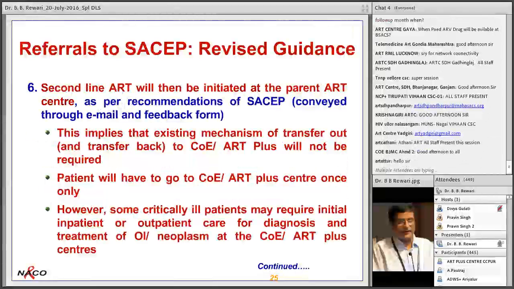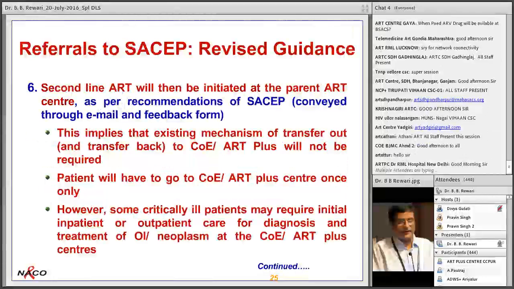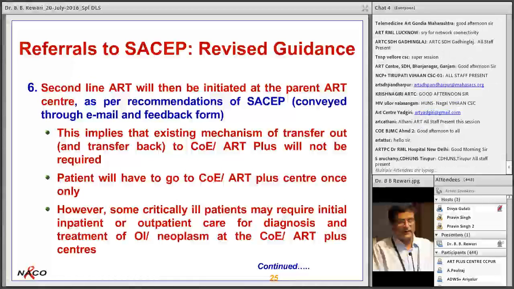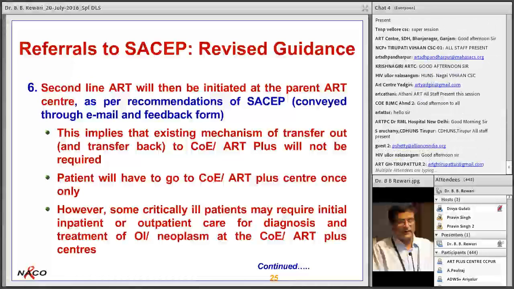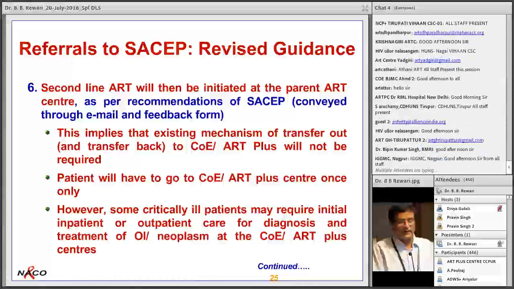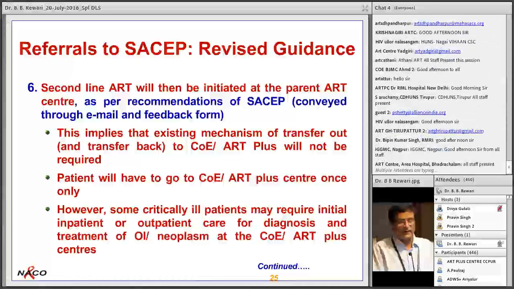Second line ART will then be initiated at the parent ART center. This is very, very different from the current mechanism, whereby we transfer out the patient to the COE or ART Plus, they remain there for 6 months, and then they go back. This was one of the hindrances in second line ART, which has now been addressed: second line ART will be initiated at the parent ART center. No transfer in, transfer out. The patient will have to go to the COE or ART Plus center once only.